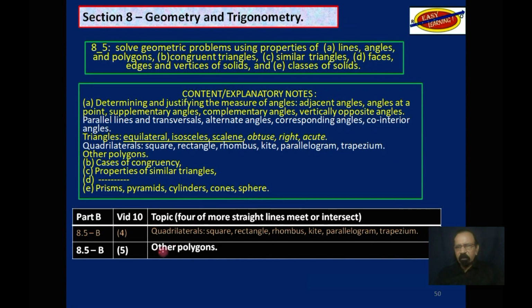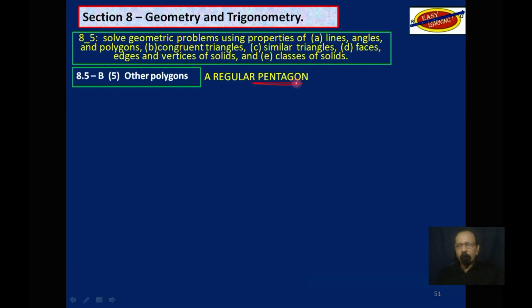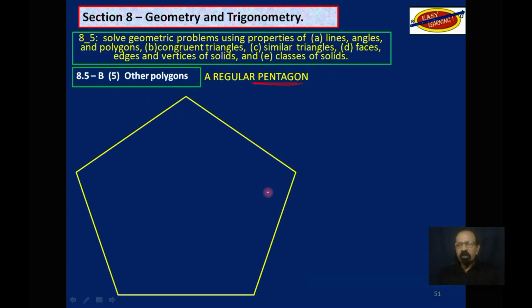Now let's look at some other polygons briefly. We begin with a regular pentagon, which looks like this. 5 sides, all sides are equal. So it has 5 equal sides. That's the first thing you need to know about a regular pentagon.